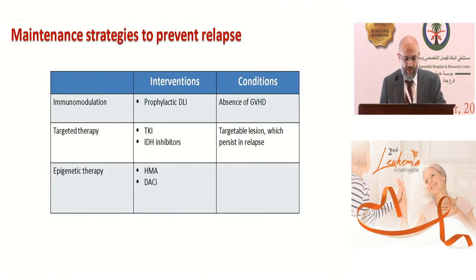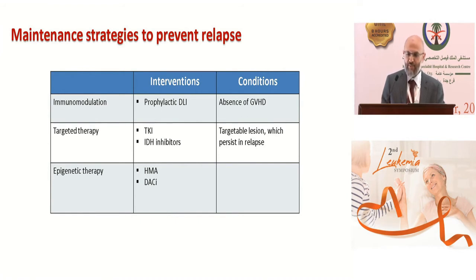So these are some of the maintenance strategies to prevent relapse. In terms of immunomodulation, you've already touched on some of this, say prophylactic DLIs, in the absence of GVHD, targeted therapies such as TKIs, IDH inhibitors theoretically, maybe sometime in the future if it works, and there's the epigenetic therapies. But again, as was previously mentioned, we don't have quality phase 3 randomized data.